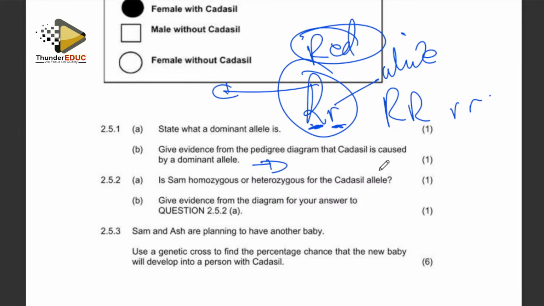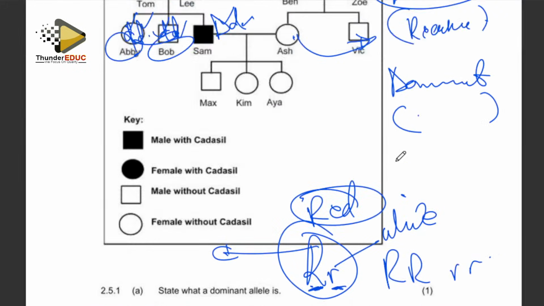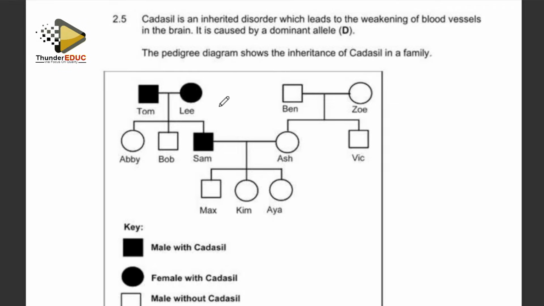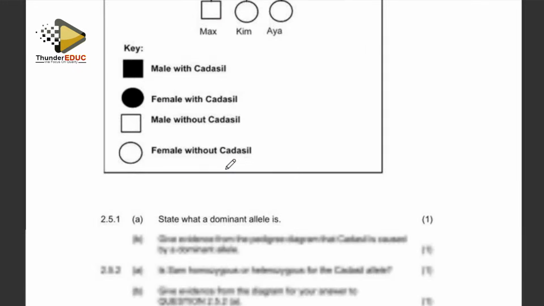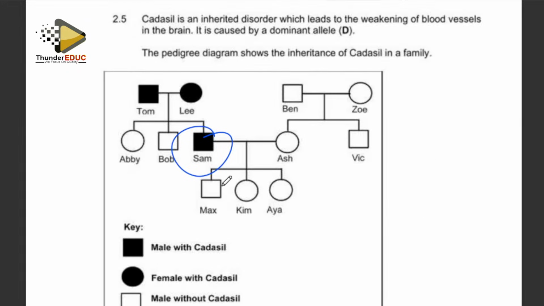So let's continue. Is Sam homozygous or heterozygous? Let me check. Where is Sam? Is it Samuel or Samkelosiwe? It is Samuel. Alright, the question asks: is Sam homozygous or heterozygous? We need to look at the babies and find out.